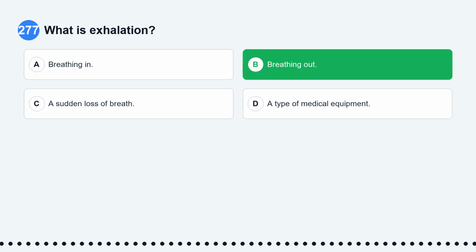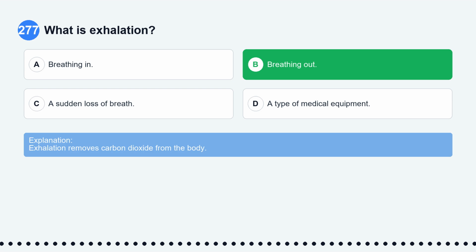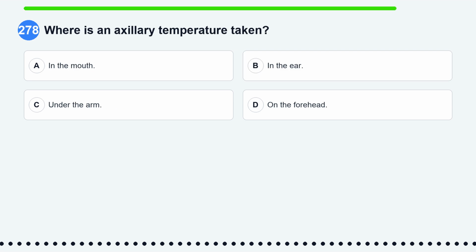The correct answer is option B, breathing out. Exhalation removes carbon dioxide from the body. Question 278. Where is an axillary temperature taken?